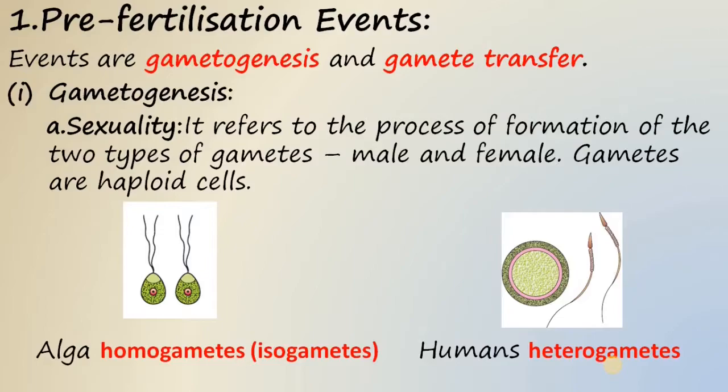Here are examples of algae, that is homogametes, and this is of humans. The male and the female gametes can either look completely similar to each other or they can look different. First, in the example of algae, there is no difference between the left and the right one. One is the male and one is female here. But in humans, this is the egg or the ovum, produced by the female, and this is the sperm that is produced by the male. If they are the same, they are known as homogametes or isogametes, and in humans they are known as heterogametes, the sperm and the ovum.